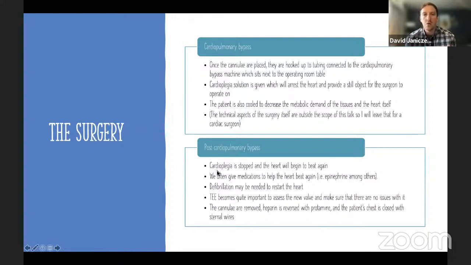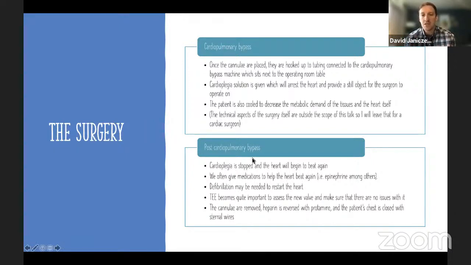So basically every 20 minutes or so throughout the surgery, we're giving cardioplegia to maintain that still target and keep the heart from beating. So once we're ready to start coming off bypass, we'll stop giving cardioplegia. We'll often actually give something called a hot shot. So it's a warm dose of cardioplegia that warms the heart back up and helps it get restarted.